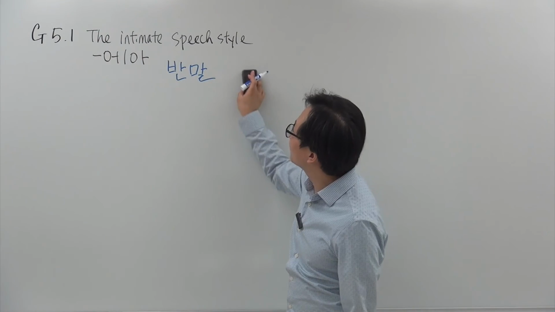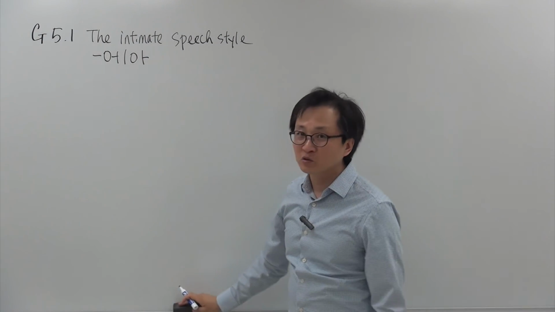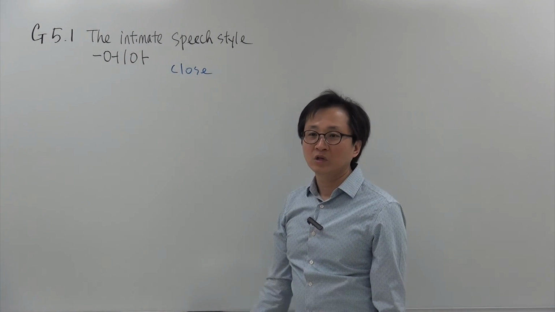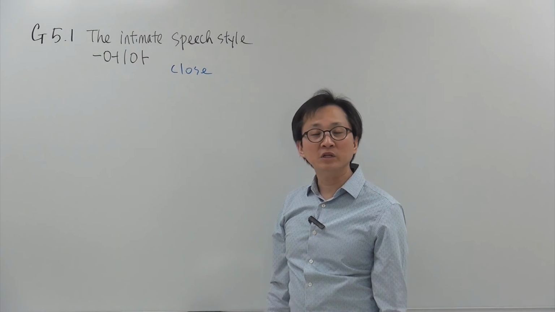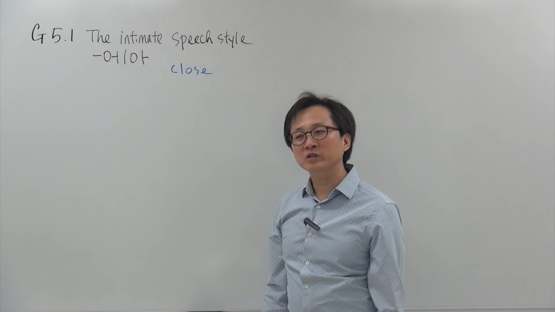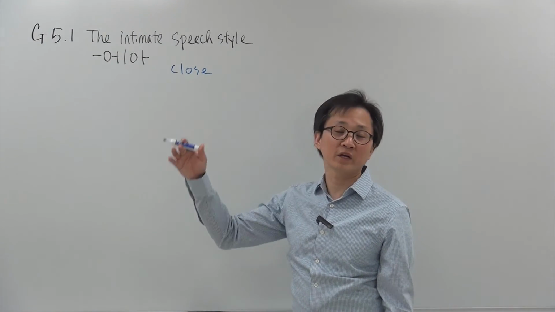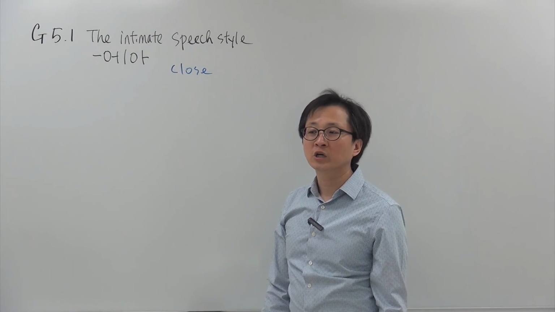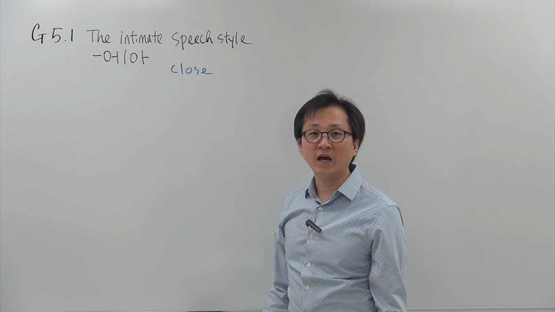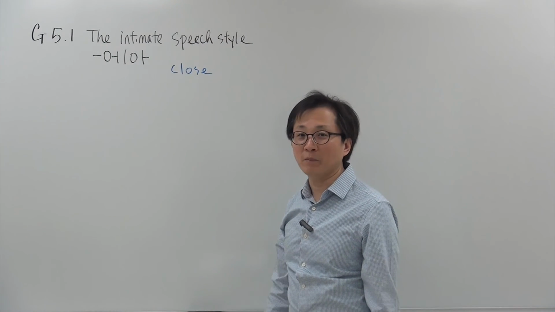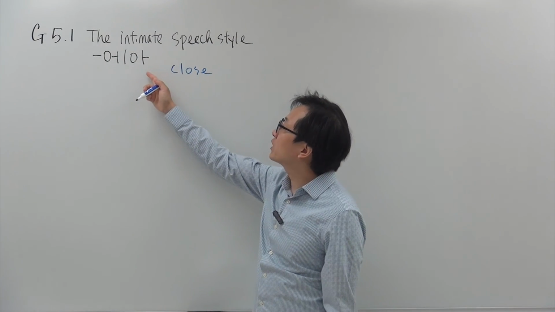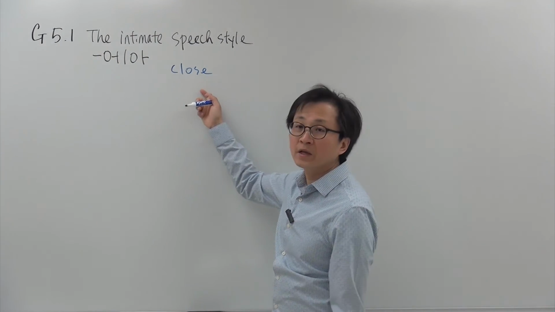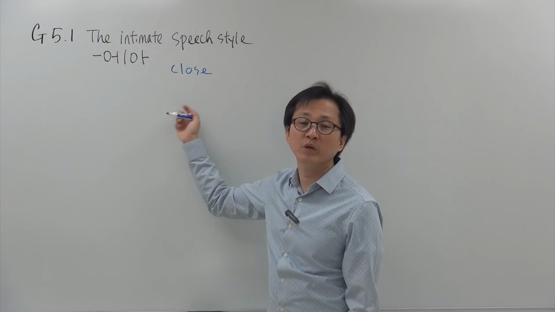So to whom can you use this intimate speech style? To your friend, close friend. Okay, so let's say close people. To your siblings, maybe to your parents when you are really young, but when you grow, as you get older, you may not use 반말 to your parents, but frankly, I use 반말 to my mom. So you can use this style to somebody who is close to you. Close friend, close family members.